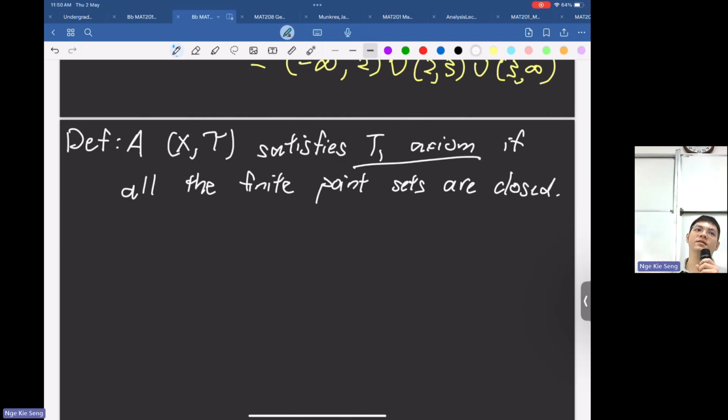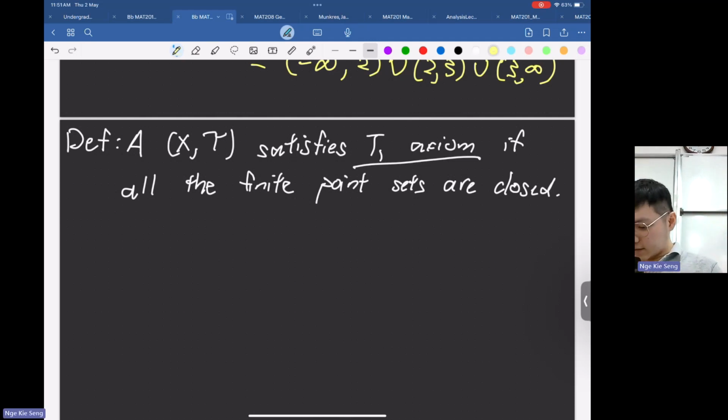So we will call it a T1 space if all the finite points are closed. Similarly, weaker or stronger? I think we cannot comment like that, but a Hausdorff space will imply every finite point set is closed. So T1 space seems to be more general. I cannot say which one is stronger or weaker, but I can say that T1 space is more general because it contains Hausdorff space.